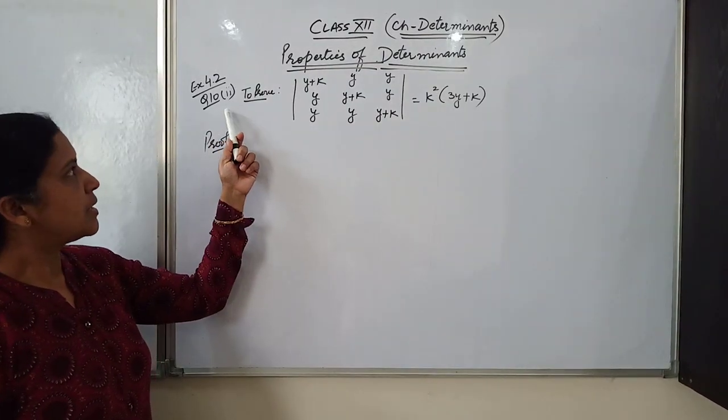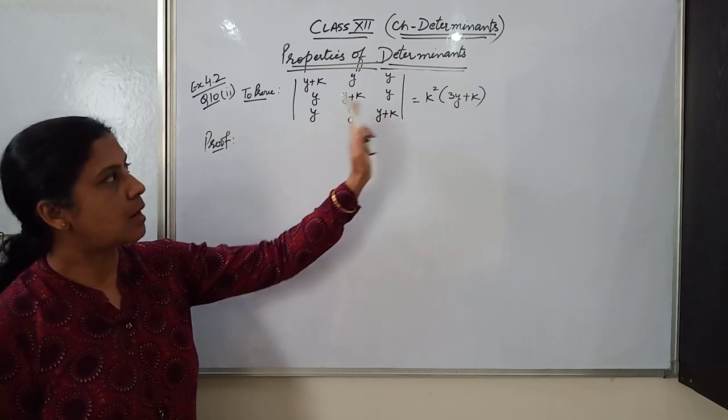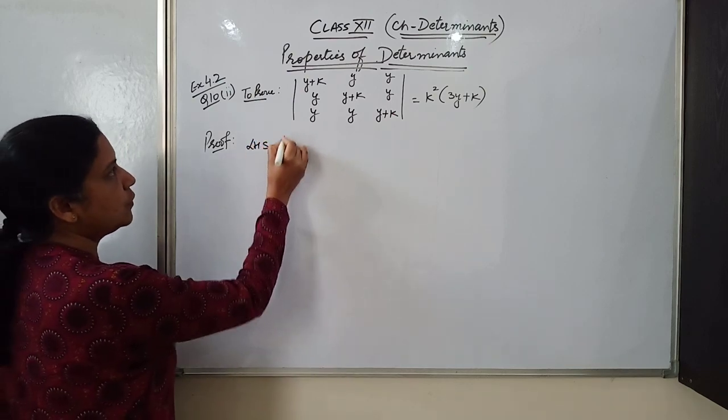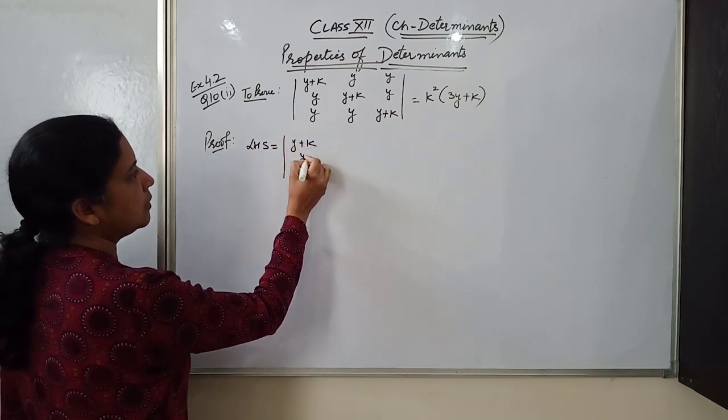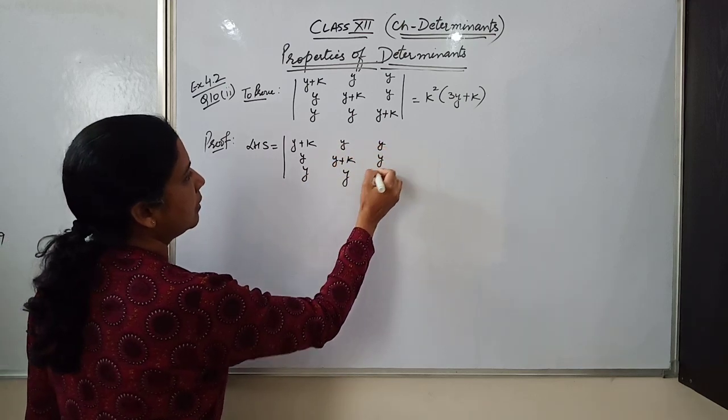Let's start with the 10th question, second part. We have been given this question. We have to prove this determinant is equal to k square into 3y plus k. Let's start with the proof. Starting with the LHS.